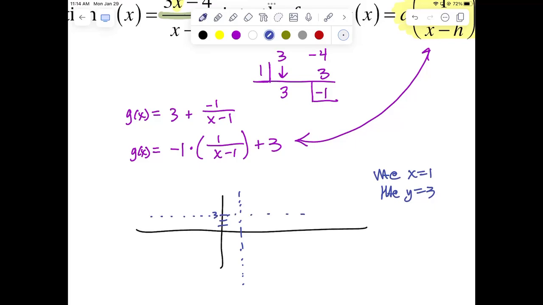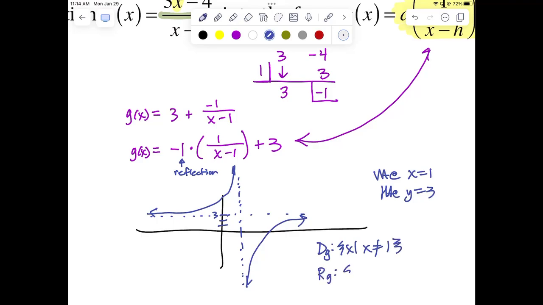And does it live in quadrants 1 and 3 or 2 and 4? 2 and 4. Why, Georgia? It's a reflection. Yep. So it's in the opposite quadrant. So it's going to live here and here. And of course, let's finish off with domain. What's the domain of G? It's the set of all x such that x is not equal to what? 1. And the range is the set of all y's such that y is not equal to what? 3.